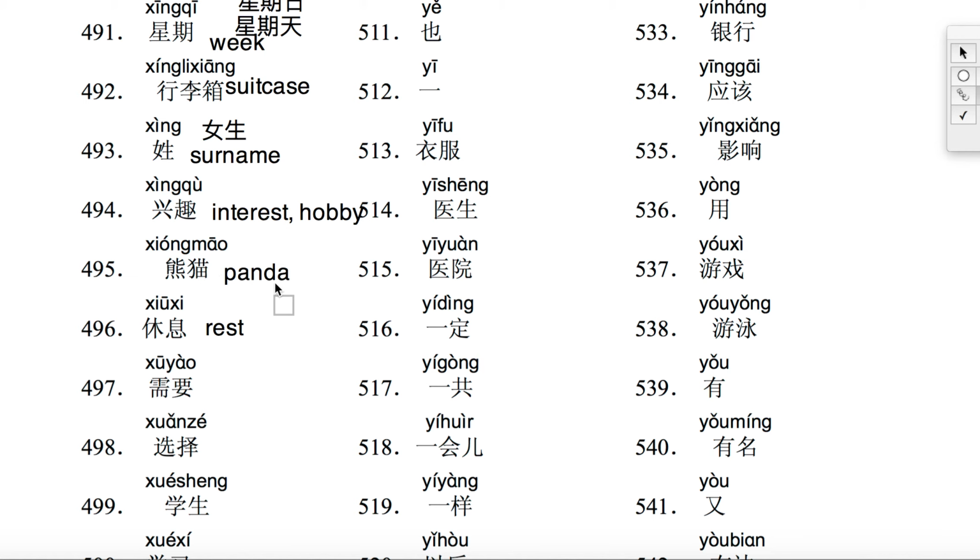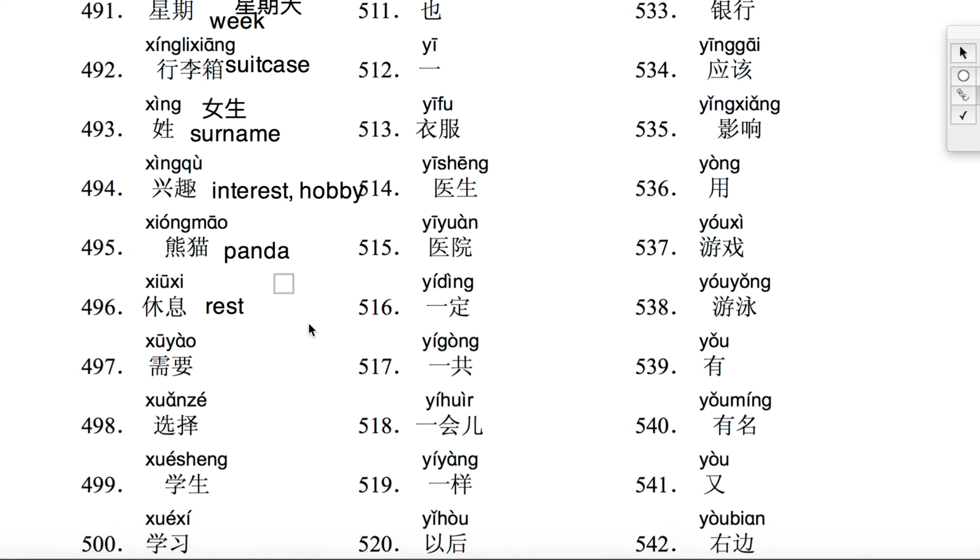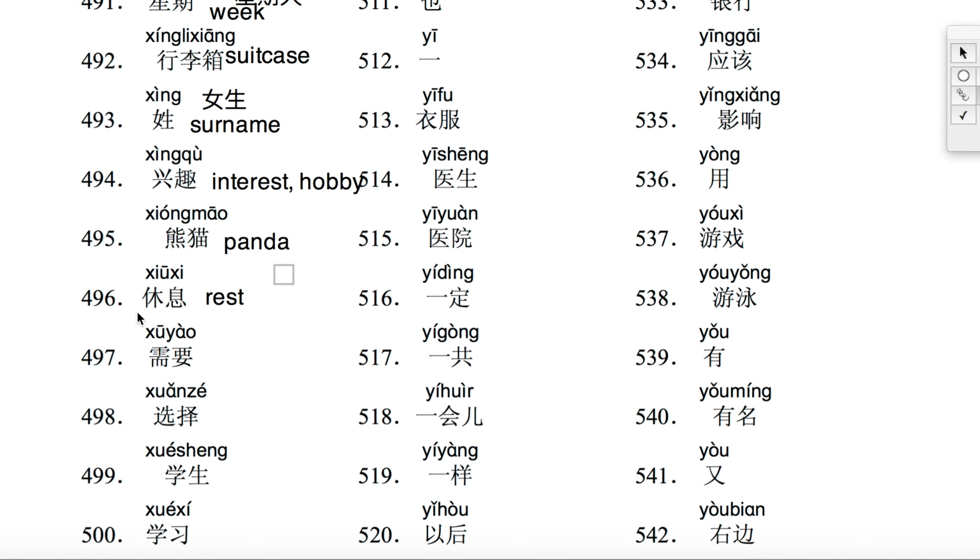You might want to say it's better the other way around, like cat, bear. That would make more sense, and I also wondered about this question. Why is the bear a cat? It should be 猫熊, but if you say that, it's wrong. Careful. 496. 休息. To rest.